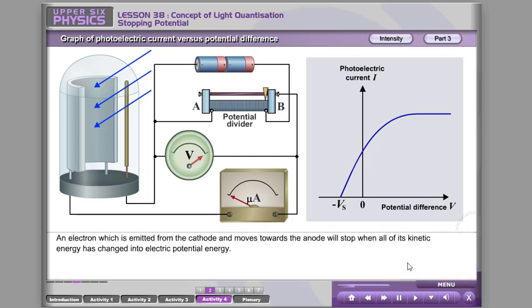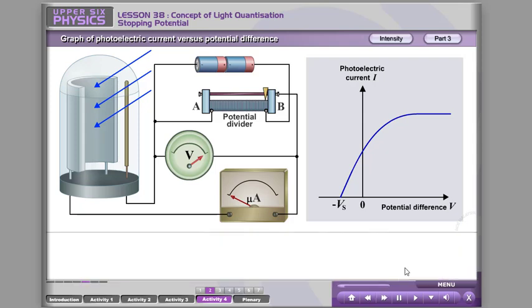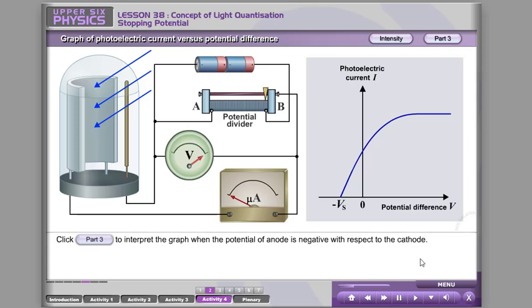An electron which is emitted from the cathode and moves towards the anode will stop when all of its kinetic energy has changed into electric potential energy. Click the Part 3 button to interpret the graph when the potential of the anode is negative with respect to the cathode.